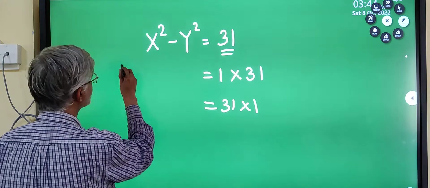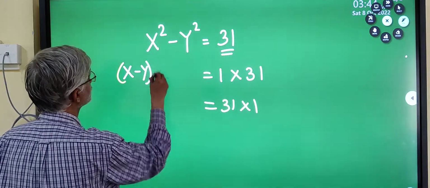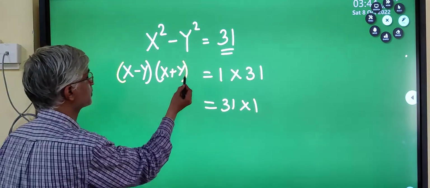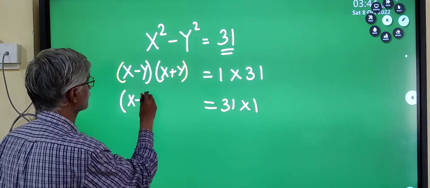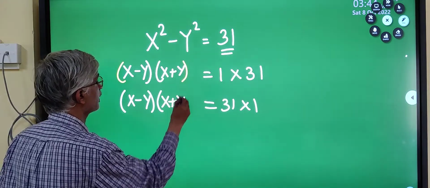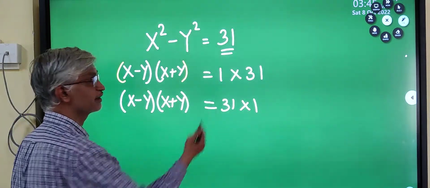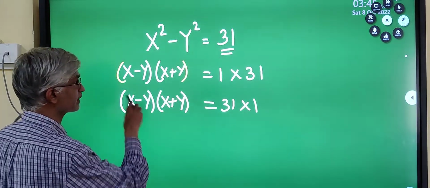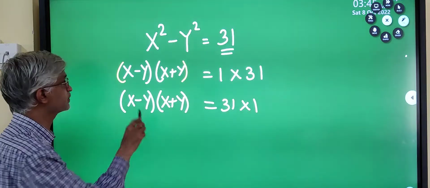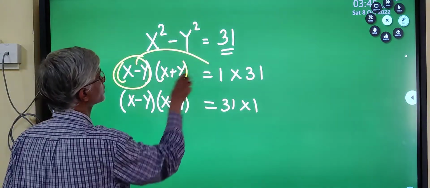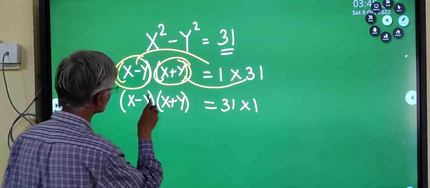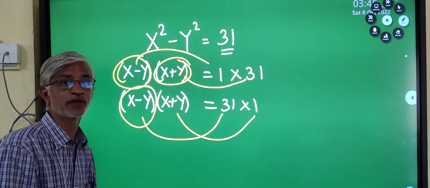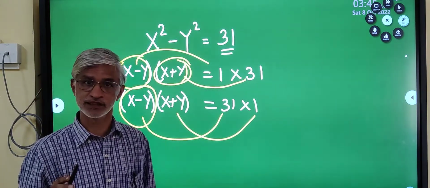Now the LHS can be factorized into x minus y and x plus y, and what this means is that x minus y is a number, x plus y is a number, and these two numbers are to be the numbers on the right hand side, which can only be factorized either as 1 into 31 or 31 into 1. So the only way that one can think of solutions for this problem is x minus y is equal to 1, x plus y is equal to 31, or x minus y is equal to 31 and x plus y is equal to 1, and you might get two answers in integers.